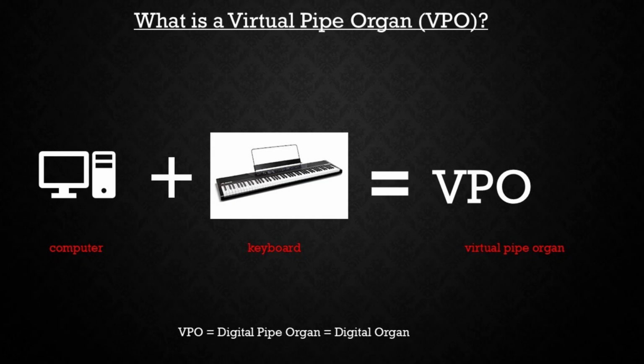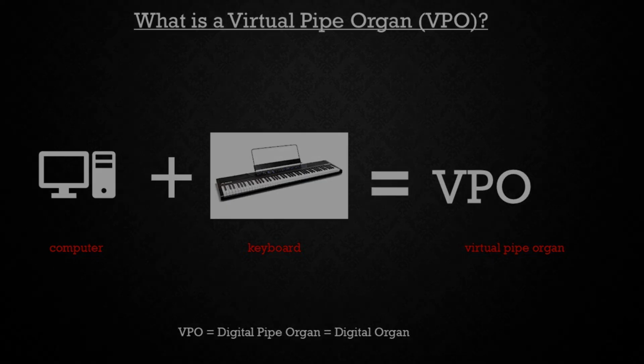Now, you may not have heard the term VPO. You may have heard other terms like digital pipe organ or digital organ. These are all the same terms. It's the same thing. It's some kind of computer running software connected to some kind of keyboard that a musician plays, and it sounds like a pipe organ. So, pretty simple concept. That's all it is.